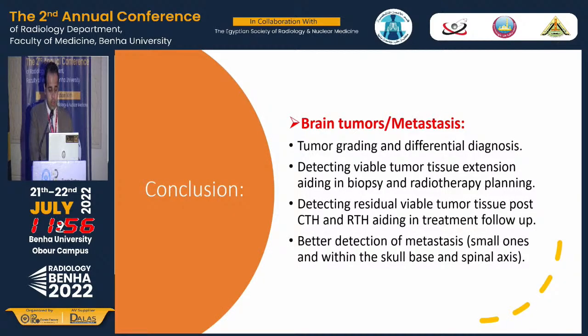To conclude, the value of PET MRI in brain tumors and metastases is tumor grading and differential diagnosis, detecting viable tumor tissue extension, aiding in biopsy and radiotherapy planning, detecting residual viable tumor tissue post-chemotherapy and radiotherapy, aiding in treatment follow-up, and better detection of metastases, more in small ones, and within the skull base and spinal axis.